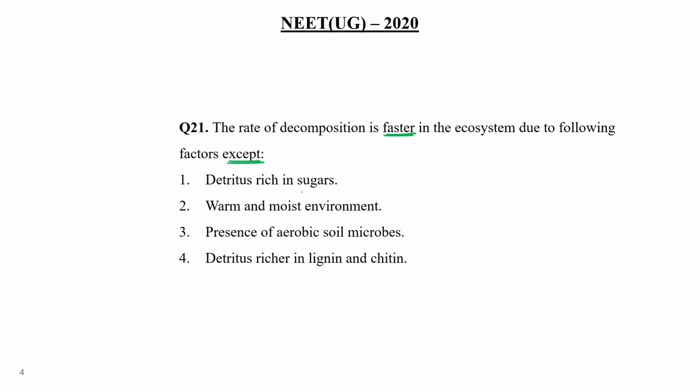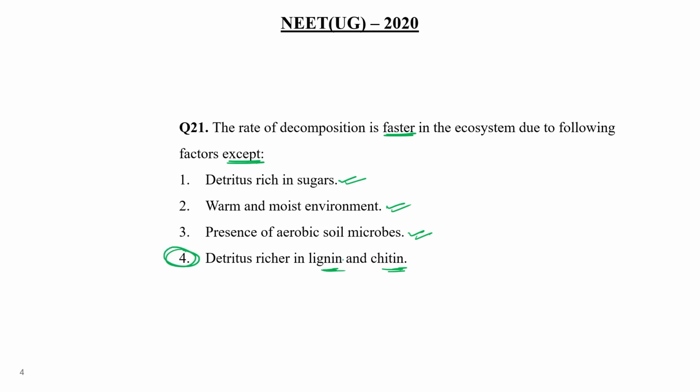First statement is correct. Rate of decomposition is faster because it is rich in sugar. Mostly fungus works in a warm and moist environment. So the favorable environment for fungus is warm and moist condition, and they are the main type of microbe which participate in decomposition. So this one is again a correct statement. Presence of aerobic soil microbes is also another factor. These are present, so they also speed up the decomposition. While if the detritus is rich in lignin and chitin, these slow down the process. So choice number 4 would be the correct answer.